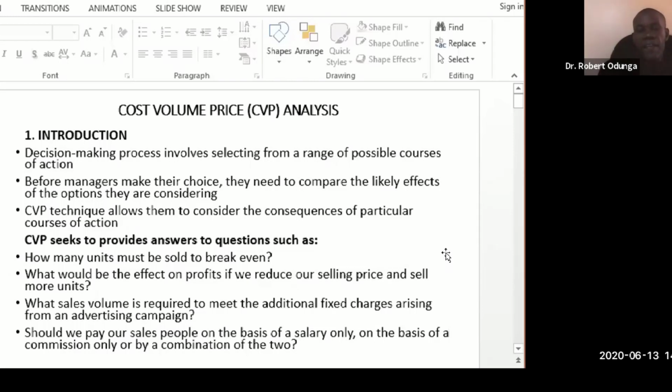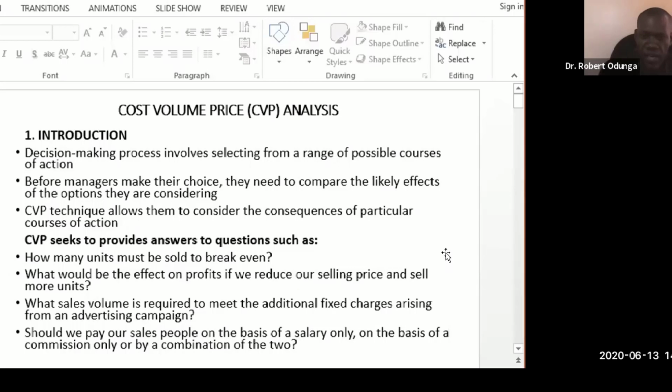Now, break even here, what do you mean by break even? Break even is where cost is equal to revenue. So profit is zero. Break even is a point where profit is equal to zero. So anything that you make above the break even point, then you start earning your profit.